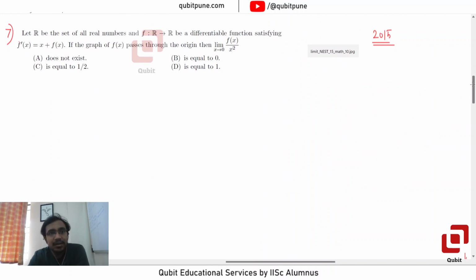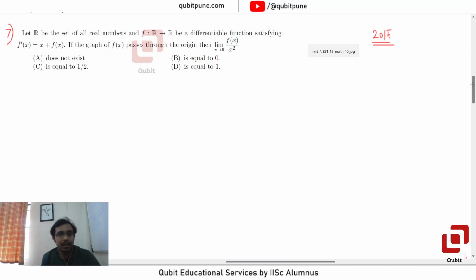Let R be the set of all real numbers and let f be a function defined from R to R. Let it be a differentiable function satisfying f dash of x equal to x plus f of x. If the graph of f of x passes through the origin, then limit as x tends to 0, f of x upon x squared does not exist, 0, 1 upon 2, 1.